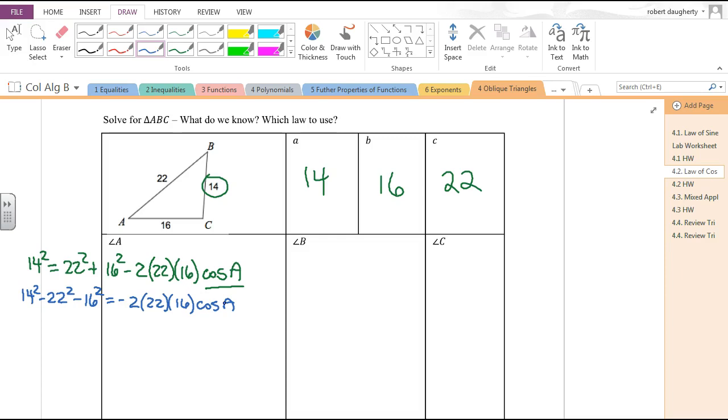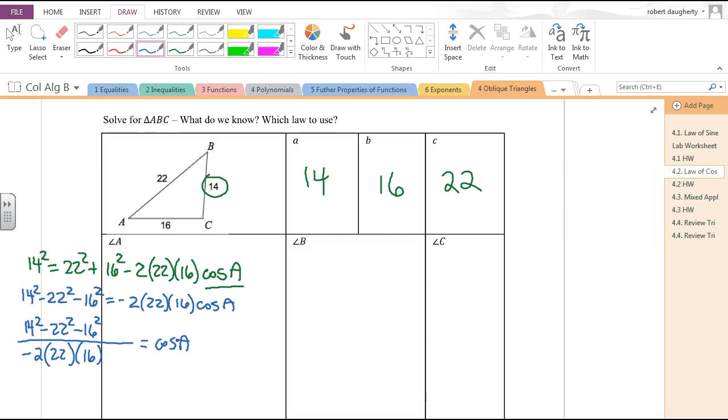What do I need to do now to get the cosine A by itself? Divide by everything that's in front of it. So this is 14 squared minus 22 squared minus 16 squared over negative 2 times 22 times 16 equal the cosine of A. Once I get to there, I'm going to my calculator.